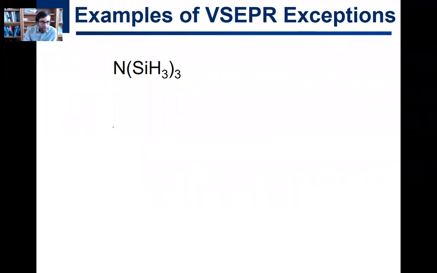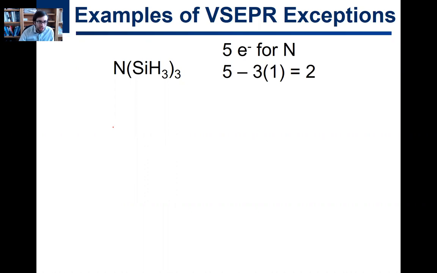All right, so let's look at another example here. Here we have nitrogen, and it has 3 silyl groups attached to it. And so you'd say there's 5 electrons for nitrogen because it's in group 5, 5 valence electrons. SiH3, well, if you add another hydrogen to that, that will make silane, SiH4, which is sort of the silicon analog of methane. So that's going to be stable.